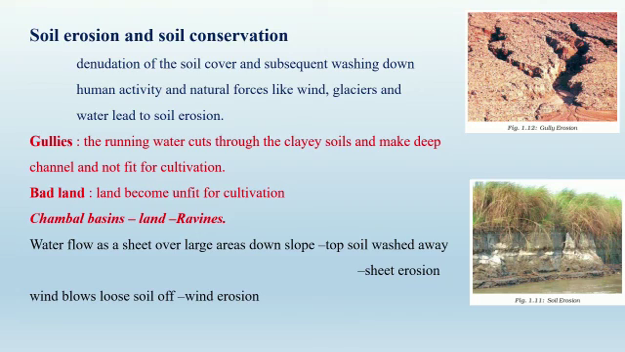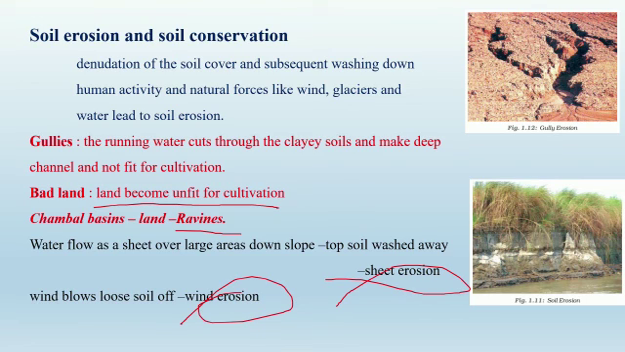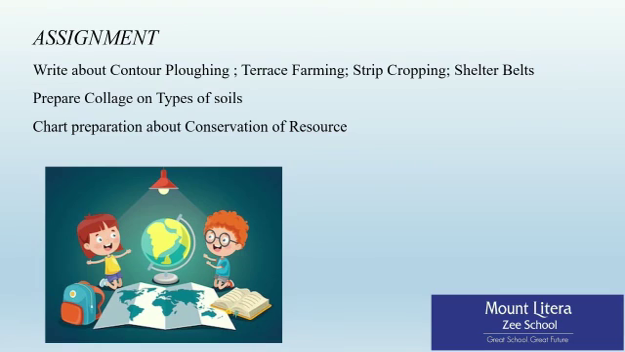Look at the last slide, soil conservation and soil erosion. Some important notes are given. Badlands in the Chambal basin are called ravines. Wind erosion and sheet erosion are nothing but removal of soil from the layer of soil by wind and water respectively. I have given some assignment in this slide.